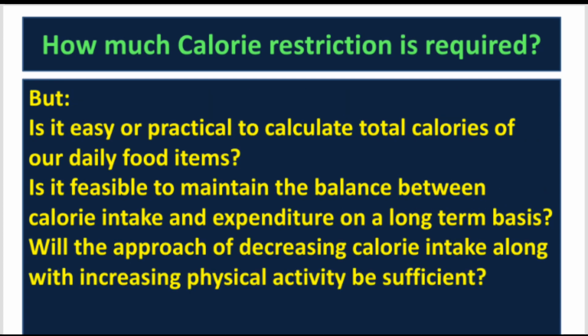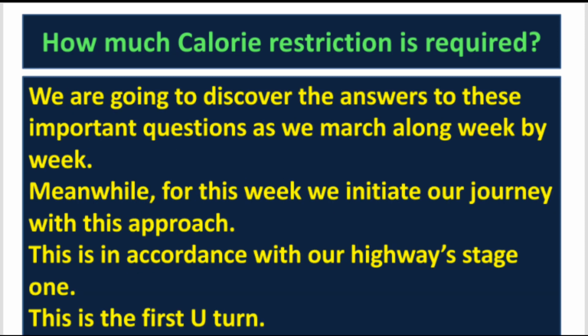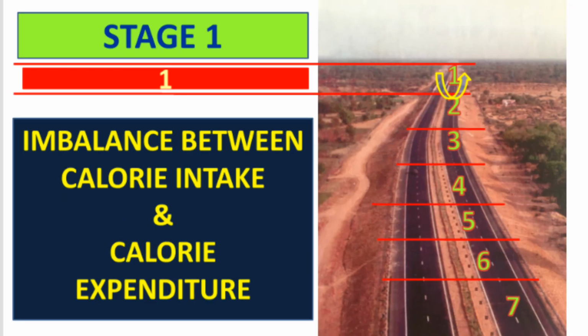Is calorie calculation of foods easy and practical? Can a perfect balance between calorie intake and expenditure be achieved on a daily basis? And will decreasing calorie intake along with increasing physical activity be sufficient to achieve our goals? We will discover the answers to these important questions as we march along week by week. Meanwhile, it seems logical to initiate our journey with this approach as it is in accordance with our highway stage 1. This is the first U-turn.